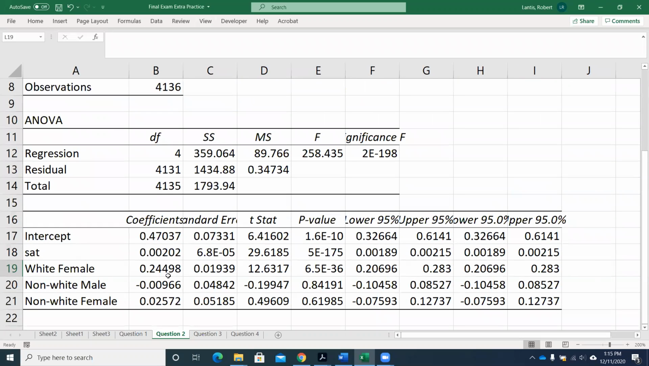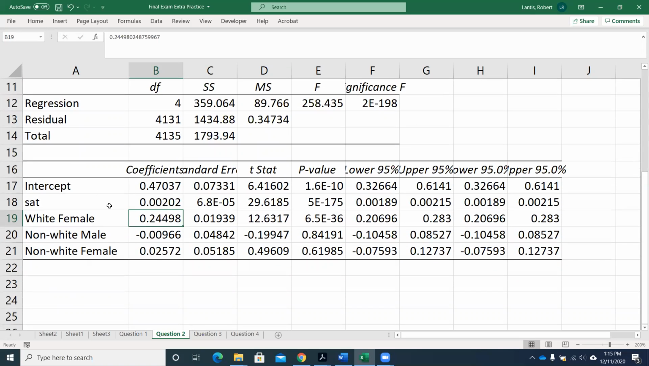So I can interpret these coefficients and say, well, a white female relative to a white male, we would predict their GPA, holding everything else constant, which here is really just SAT and these other two. If they're a white female relative to a white male, we would predict their GPA is 0.24 points higher. If they're a non-white male relative to a white male, we would predict their GPA is about 0.009 lower. And then a non-white female relative to a white male, about 0.02 higher. Okay? So that's how we interpret.